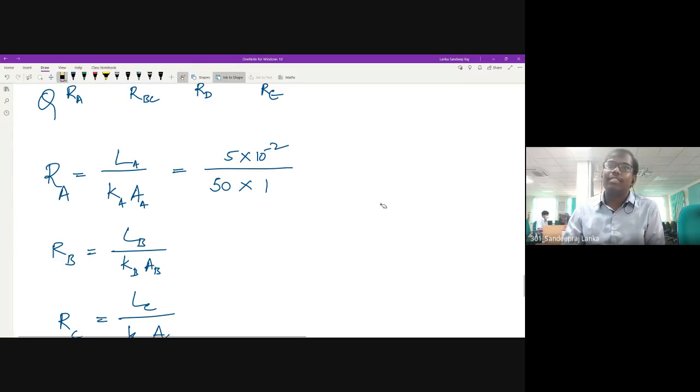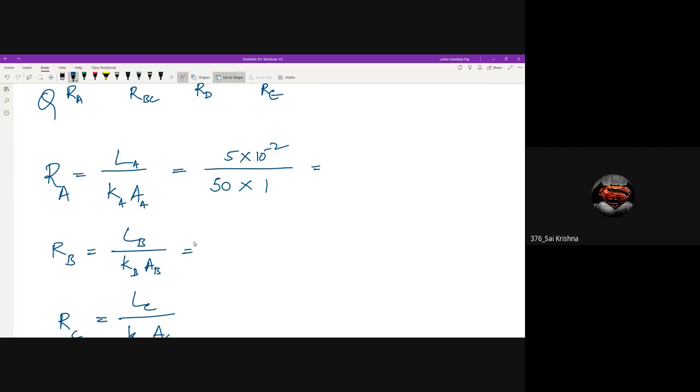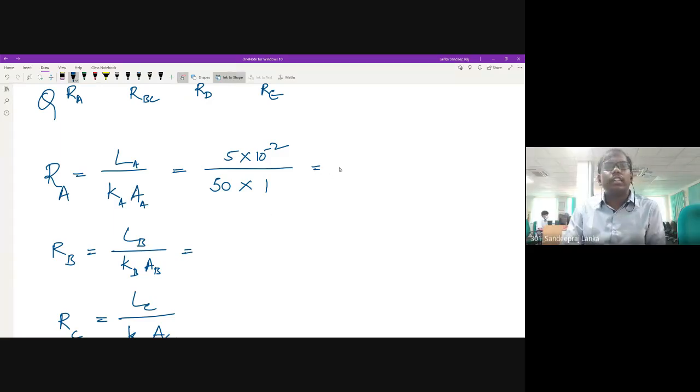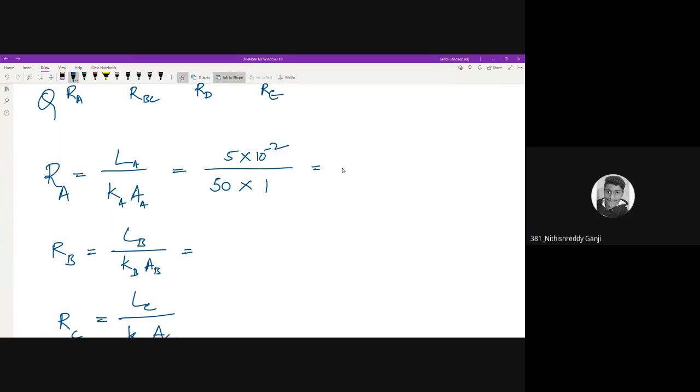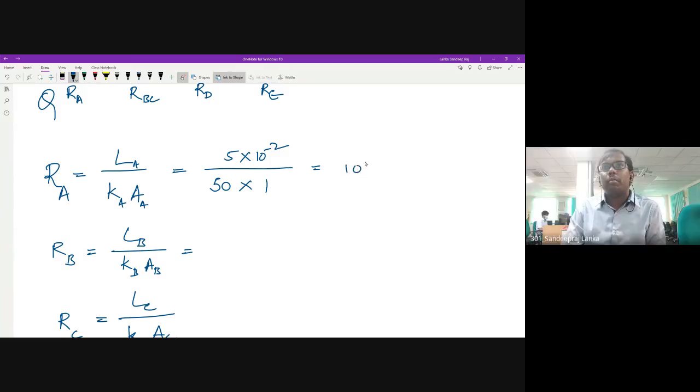Now, somebody tell me this value. 1 into 10 power minus 3. What is the unit of this one? It is delta T by Q, so Kelvin per watt. That's what you will get.